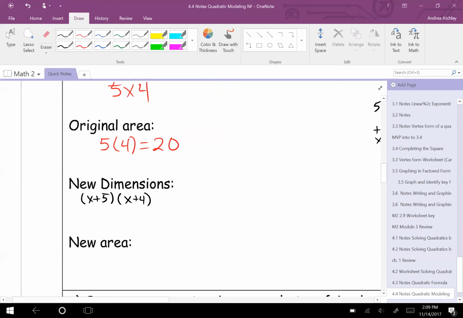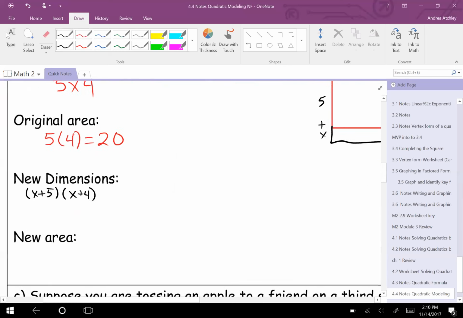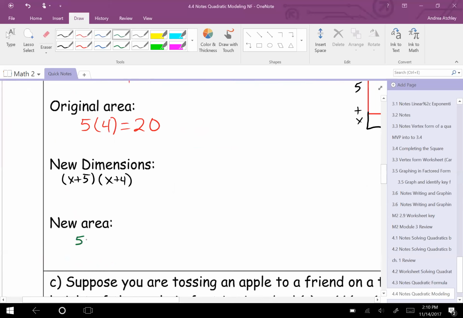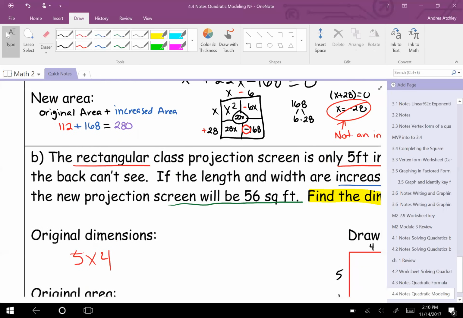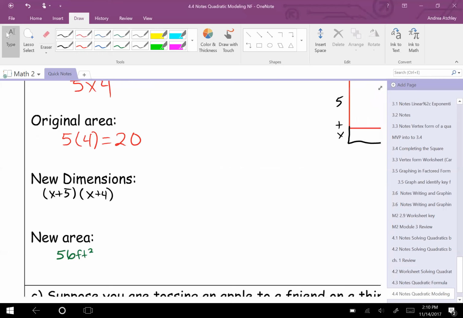The new area is back over here. They want the new projection screen to be 56 square feet. So this time I don't have to add anything. I just want the total now to be 56 feet squared. In the original one, they wanted us to increase the area by 168. So we had to add them. This one, they just gave it to me. I just want the area to be 56 square feet. Any questions over that?